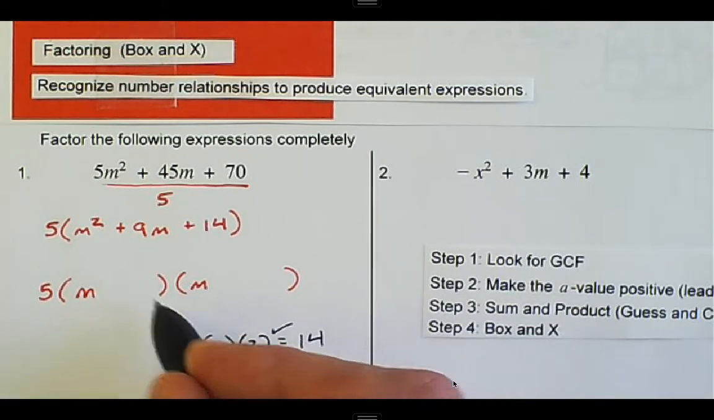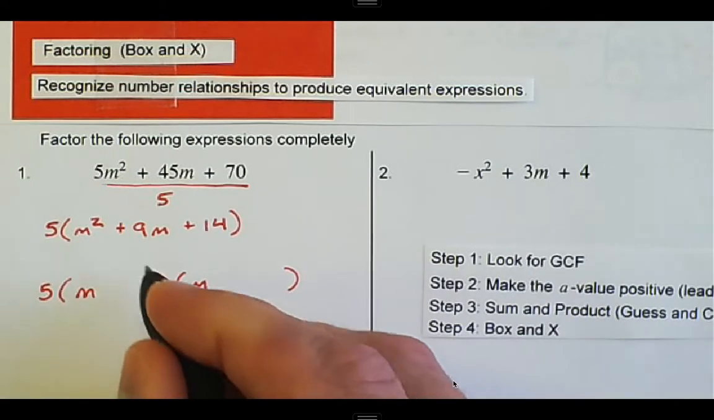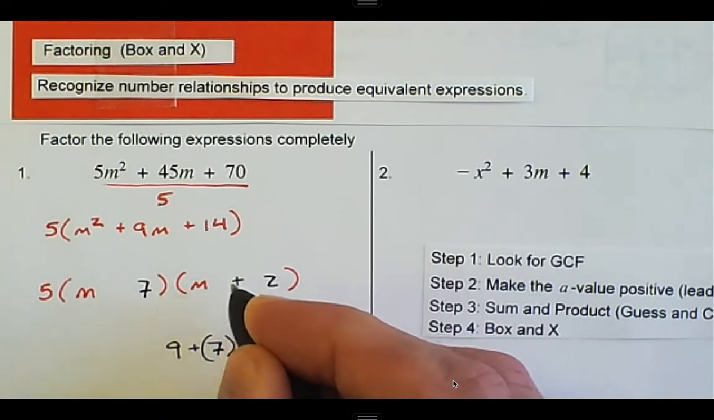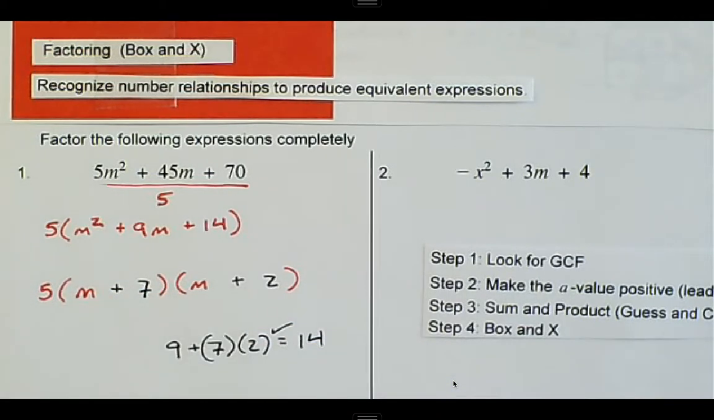So when we substitute these in, we keep the signs in front of them, and we get 7 and 2, and they're both positive. So we leave those both positive, and that's our solution for that. We can check it if we want. We can distribute and see, but that is the solution for that one.